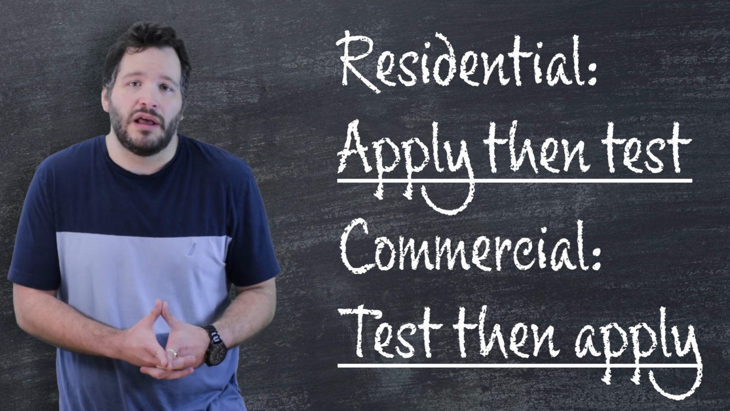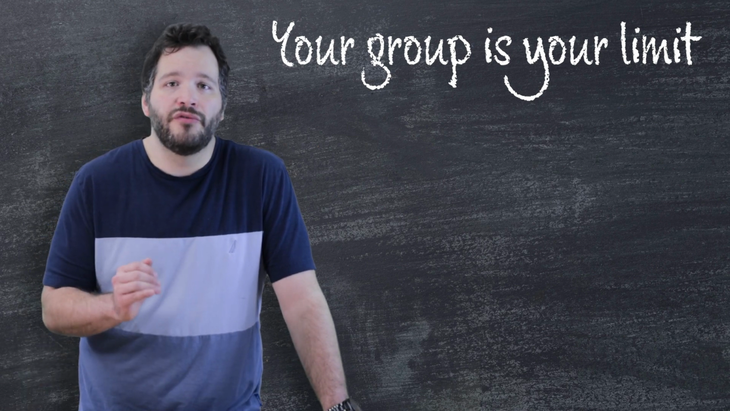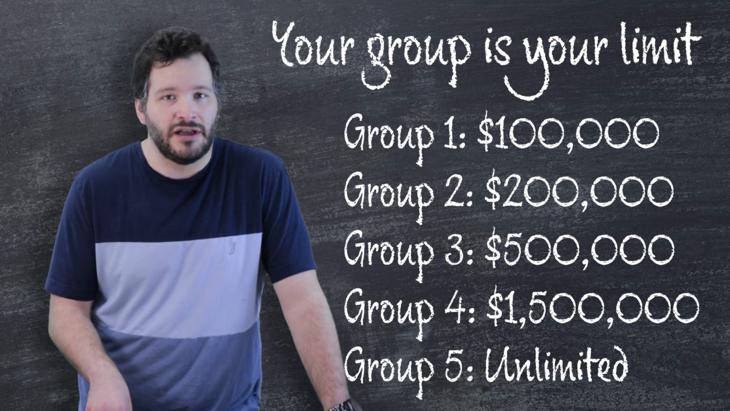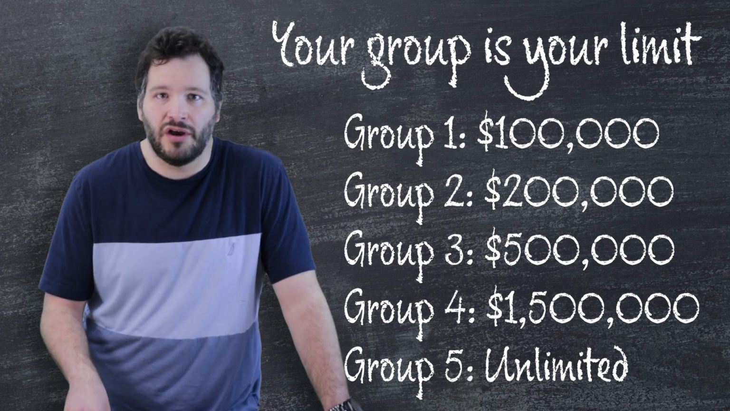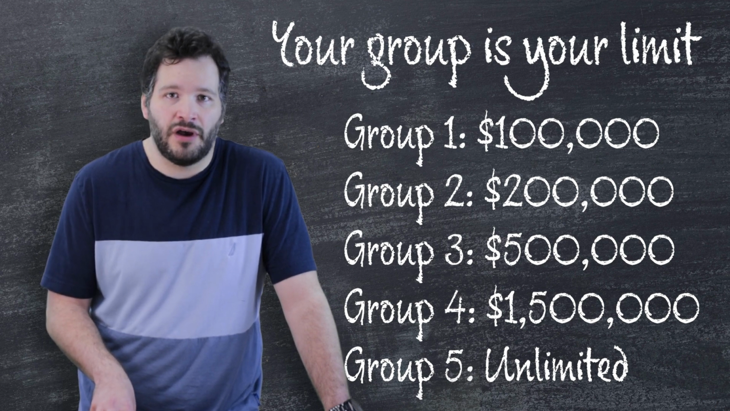Regardless of what license you get, you're going to get a group attached, and the group is what dictates your financial limit per project, your bid limit per project. Any of these licenses can have any of the groups, and the groups go 1 through 5. If you have a group 5 license, that means there's no limit. It's an unlimited license. You can do a $10 million project, totally fine. And all the way down to group 1, which is $100,000 per project.